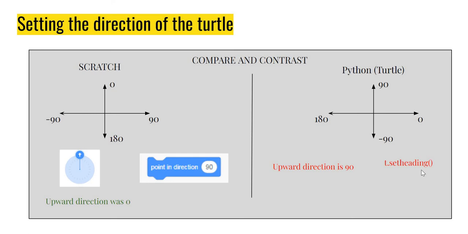Now, I'm just going to use a compare and contrast over here. The equivalent block in Scratch would be point in direction. However, the way directions are defined is a little bit different. In Scratch, for example, 0 used to be upwards and 90 used to be forward, right? In Turtle, in the standard mode, which is what we have, 0 is forward and 90 is upwards, right? So we just have to keep this in mind that upward direction is 90. And really, if we know that, then it just follows from here, right? So this is what Turtle is.